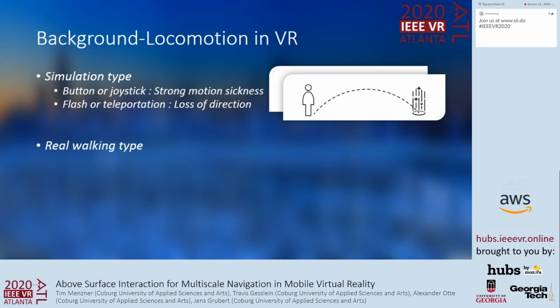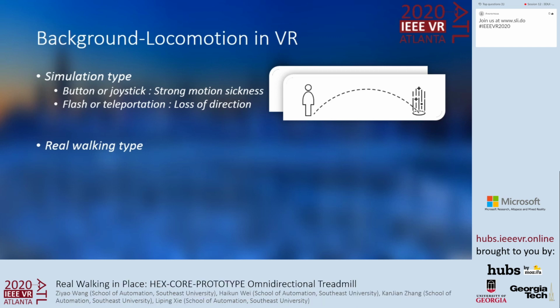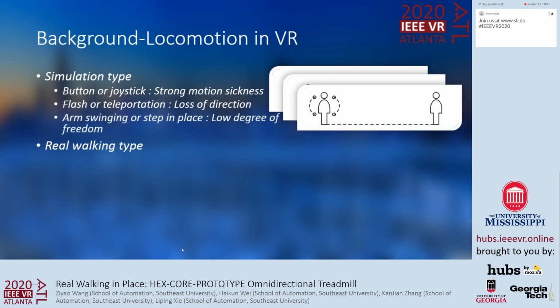The second is flash or teleportation, also as we are using now. If you use this method continuously, it is easy to lose your direction. The third is arm swing or step in place. This method has a low degree of freedom and it looks weird.